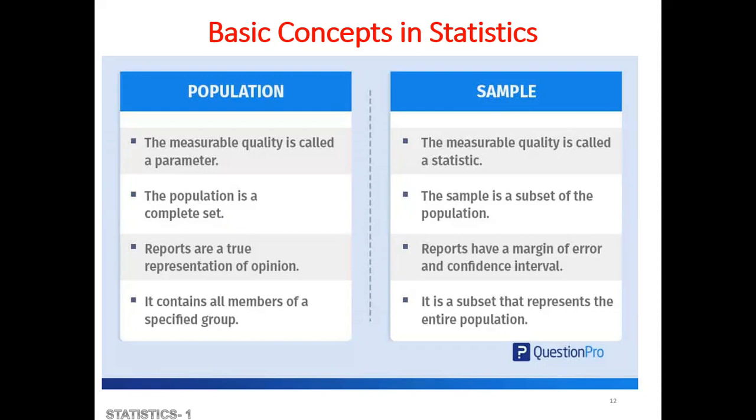If the sample represents a very large percentage of the population, then the margin of error will be very low. Next, a population contains all the members of the specified group. When I say specified group, I mean the homogeneous group. Whereas a sample is a subset that represents the entire population.